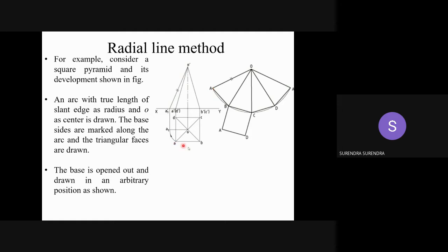Mark the initial first point as A. Now, measure the distance from A to B, the side length. With A as center, if you draw an arc, you'll get point B. B as center, draw an arc, we'll get point C. C as center, point D. D as center, A. Join all these points towards the apex point. So this is the way of drawing the development of surface for a pyramid.